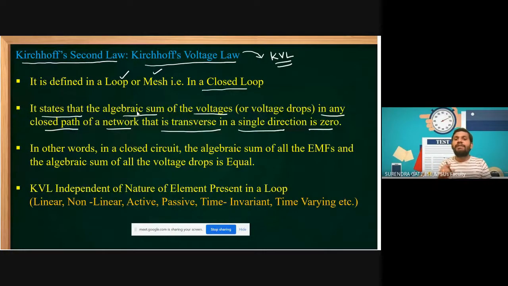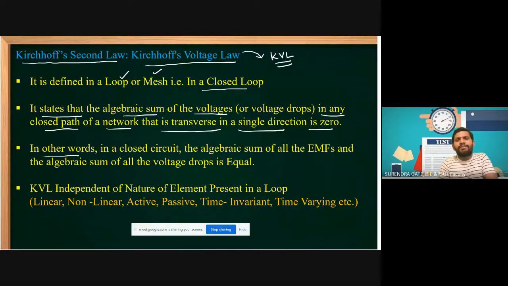But the condition is a single direction. In the same circuit, don't apply it to the same element in both directions at a time. Go in any one direction, either clockwise or anti-clockwise. In both cases, the sum of all the voltages or voltage drops in a closed loop is equal to 0. That is the statement of KVL. I will explain it by taking one circuit, then you will get the idea.